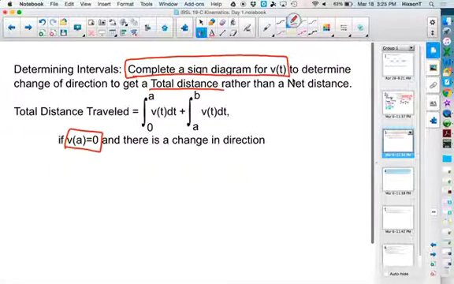Remember, it's possible we could have a point of inflection if it's 0 and we don't change direction. Maybe we're just stopped at a traffic light, but we're still going to keep moving forward after it turns green again. So that would be like a point of inflection in our velocity graph. Here, though, we have to break this up to get our total distance traveled. We're going to go from 0 to a, and then from a to b.